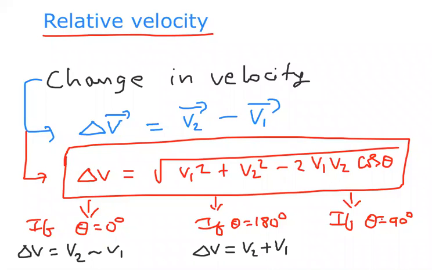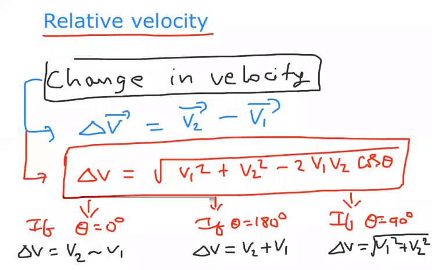And suppose theta is 90 here. If you substitute cos 90, that term becomes 0, so delta v is equal to the square root of v1 square plus v2 square. This is my formula here. So when we are discussing relative velocity, be clear about change in velocity first, and only then can we enter into the topic. Okay, you got some idea about this.